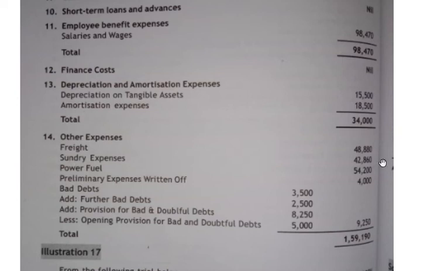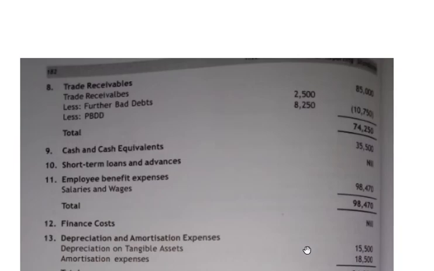Other expenses: freight is 48,880. Sundry expenses 42,860. Power and fuel is 54,200. Preliminary expenses written off is 4,000. So your bad debts you have 3,500. Add your further bad debts 2,500. Add your provision for bad and doubtful debts 8,250 minus your opening provision for bad and doubtful debts 5,000. So total it comes up to 9,250. The total of your other expenses is 1,59,190. You take it as it is.